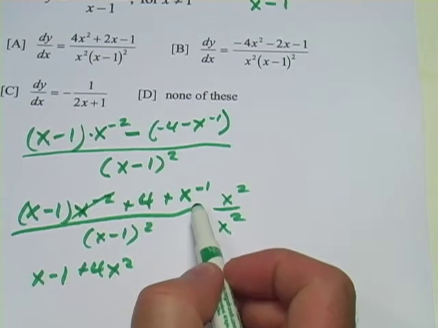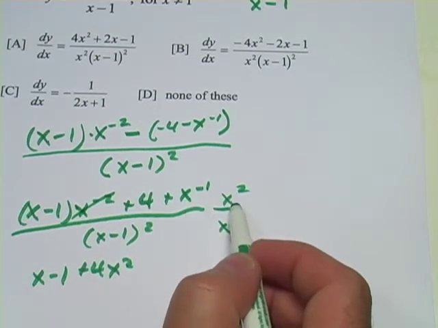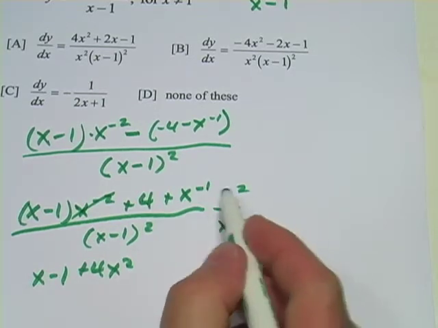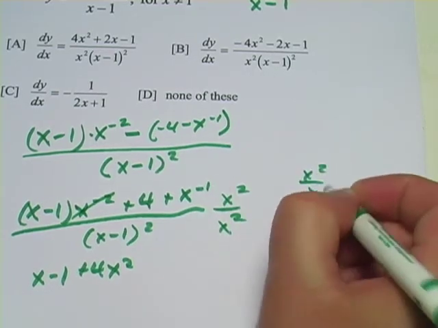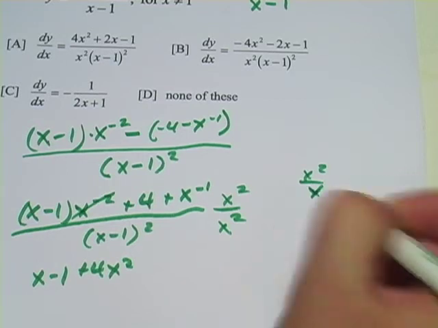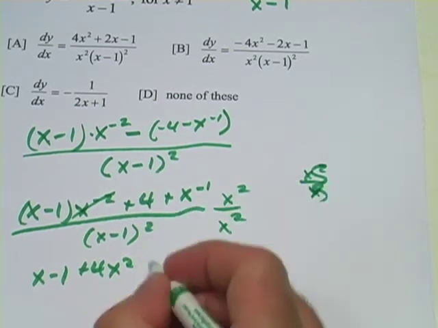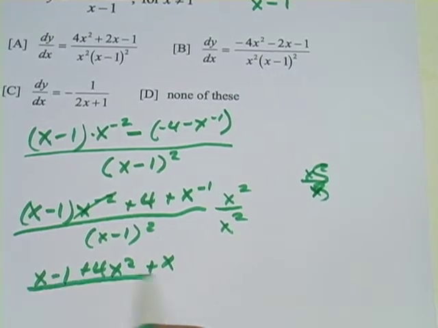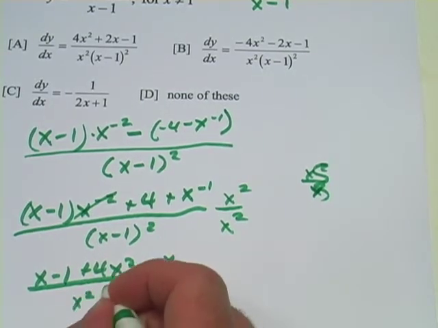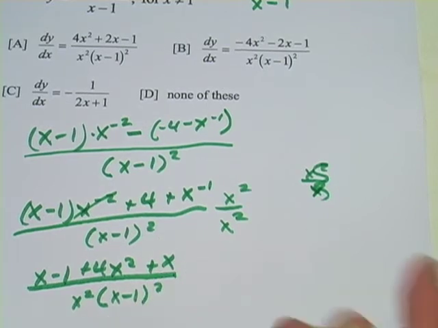And then when I multiply x to the negative 1 times x squared, I just get x. You can think of that as adding the powers, or you can think of this as x squared over x, and this is our x minus 1 down here. Either way, it comes out to x, so that's plus x. That's looking a little simpler on the top. On the bottom, I just get x squared times x minus 1 squared.